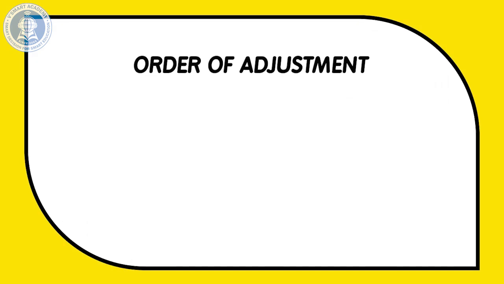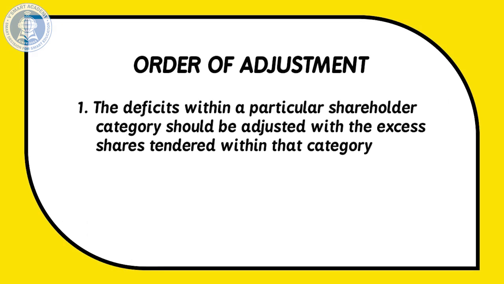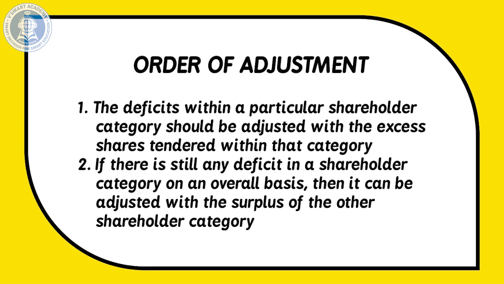When it comes to the order of adjustment, first the deficits within a particular shareholder category should be adjusted with the excess shares tendered within that category. And after this adjustment is done, if there is still any deficit in a shareholder category on an overall basis, then it can be adjusted with the surplus of the other shareholder category.